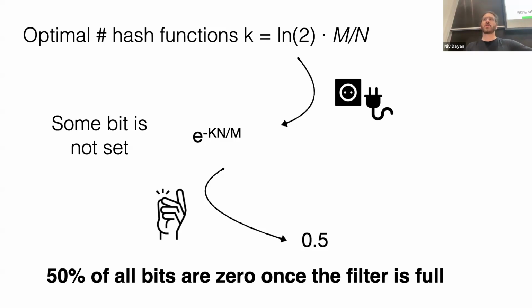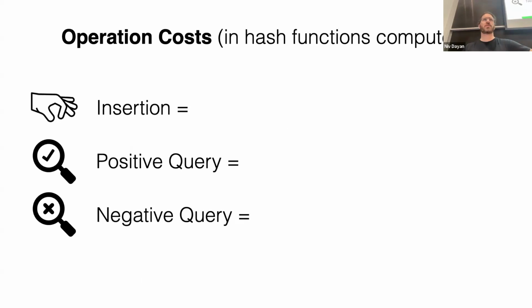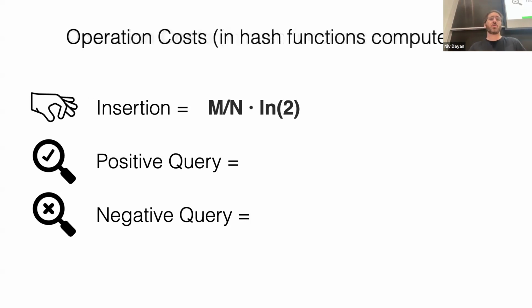Why is it important that 50% of the bits are zeros? It's important because this is going to allow us to reason about performance. Let's now reason about the costs of the different operations. For each one of these operations, we're counting the number of hash functions we have to compute per operation. Note that each hash function also corresponds to a memory access, and this is usually how we measure performance, in terms of the number of cache misses that an algorithm has to perform. For an insertion, we have to compute k hash functions. This is the optimal number of hash functions, and this is the number of bits that we have to access for an insertion.